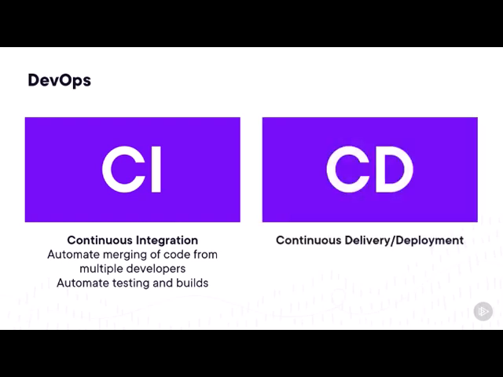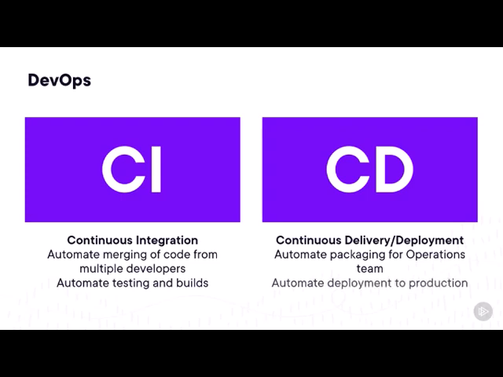The CD in CI/CD refers to continuous delivery and/or continuous deployment. They sometimes get used interchangeably, but they have different purposes. Continuous delivery usually means that code changes are automatically tested and uploaded to a repository, where they can then be deployed to a live production environment by the operations team. Continuous deployment refers to automatically deploying the code from the repository to production, where it can be used by customers. So it removes the manual processes that slow down app delivery.